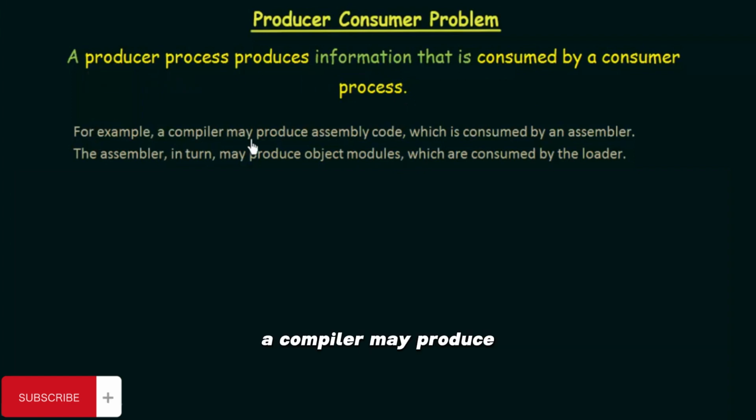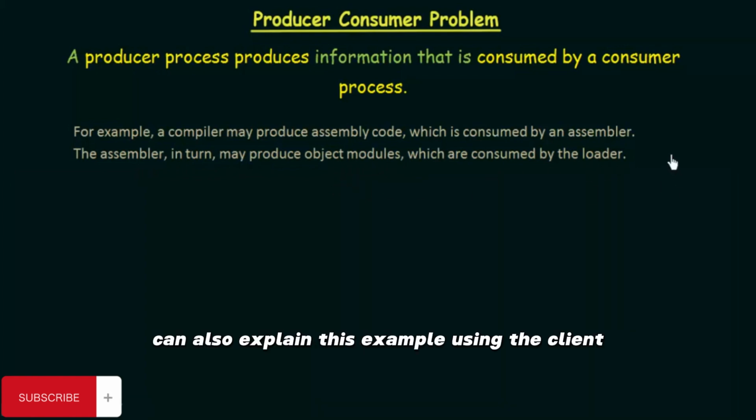For example, a compiler may produce assembly code which is consumed by an assembler. The assembler in turn may produce object modules which are consumed by the loader. So in the first part of the example, the compiler is the producer and the assembler is the consumer. And in the second part of the example, the assembler is the producer and the loader is the consumer.